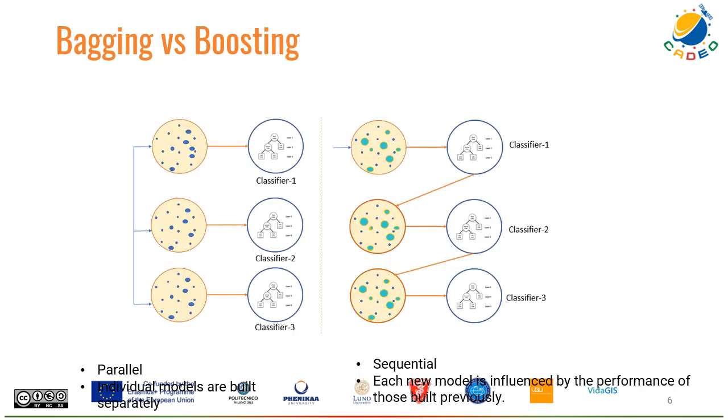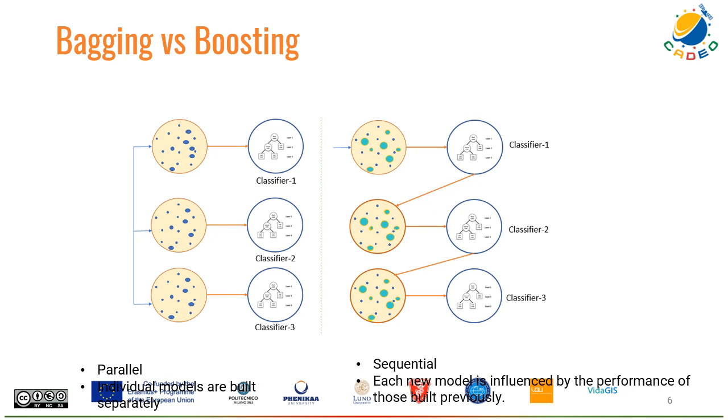What is the difference then between bagging and boosting? The comparison between bagging and boosting lies in their approach to model building. Bagging is a parallel computation model. In bagging, individual models are built separately and in parallel. Each model is trained independently on bootstrap samples of the data, and there is no interaction or dependency between the models. Then the final prediction is typically obtained by averaging the predictions of all models in the ensemble.